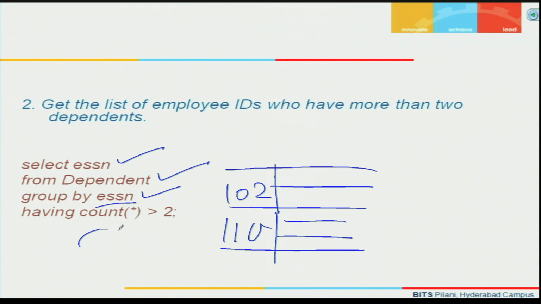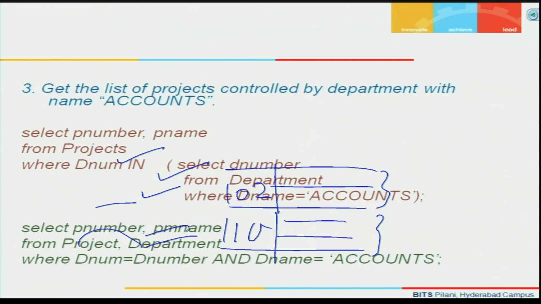After grouping, I will check count star, meaning what? When I am using the having clause or an aggregate function, first grouping is done, then these aggregate functions are evaluated on individual groups. So when I use count star, it will check how many tuples are there in each group. If the count is greater than 2, that indicates that that particular employee has more than 2 dependents. For such an employee, the ESSN will be displayed in the result.